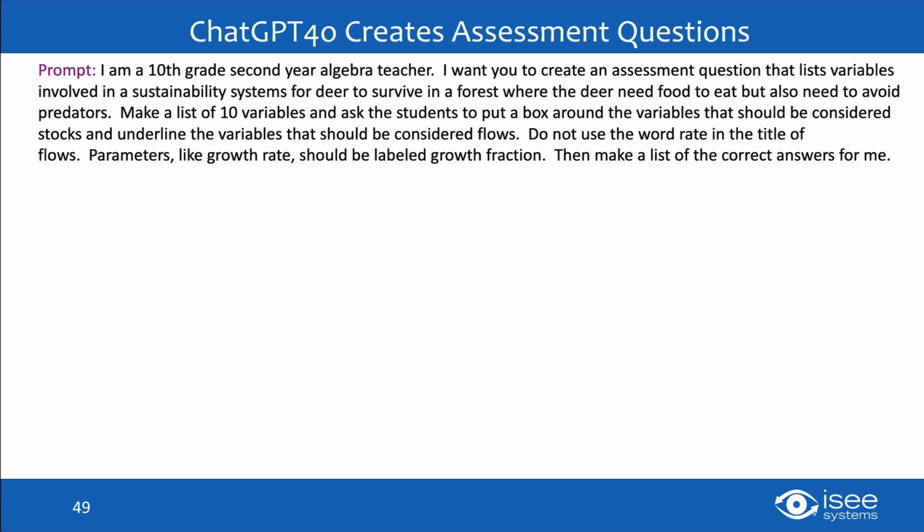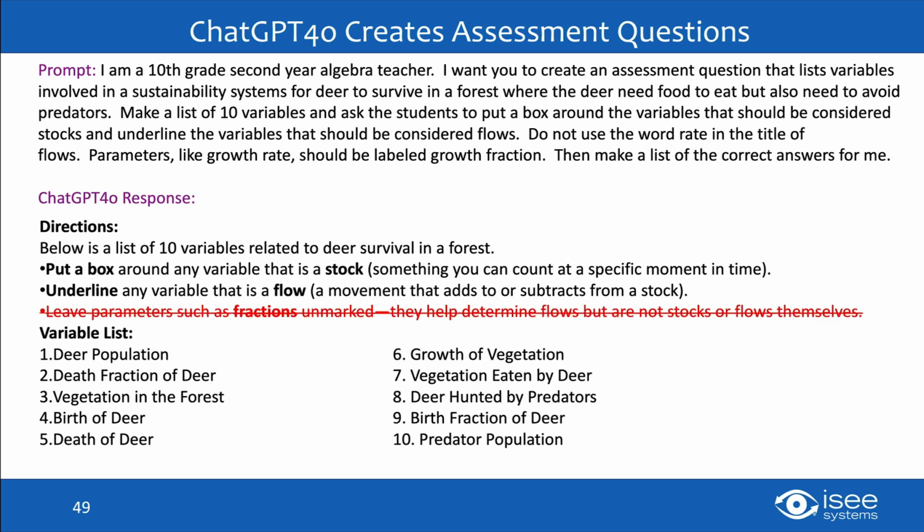This is another sample question where I describe a brief systems problem and ask ChatGPT 4.0 to list 10 variables that might belong in a stock flow model we might want to create for this problem. Then I told the AI to ask the students to identify the variables that should be designated as stocks and which should be designated as flows. In the AI response, it gave too much information in the directions, so I decided to eliminate part of what it recommended.